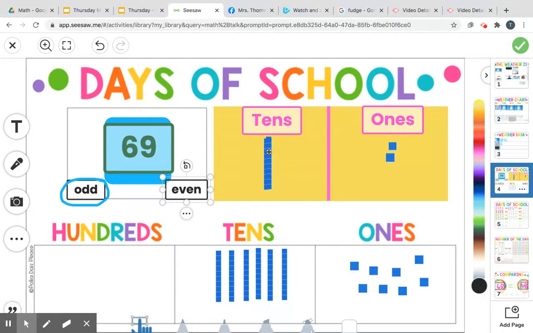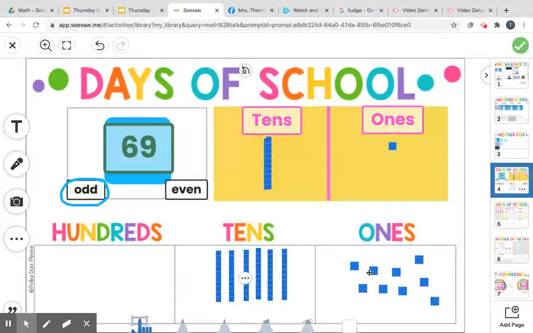Okay, tens. We still have 6 tens. How many ones do we need? We need 9, so I'm going to bring this guy down. We'll have 9 ones. So here we are. 10, 20, 30, 40, 50, 60, 61, 62, 63, 64, 65, 66, 67, 68, and 69.